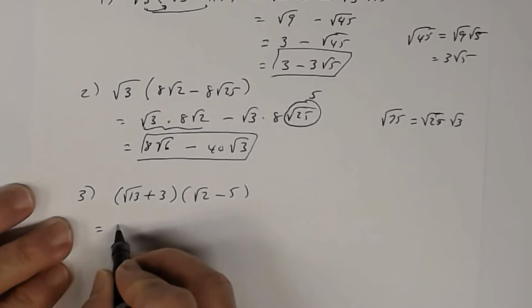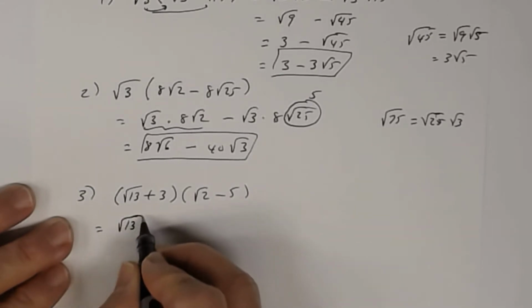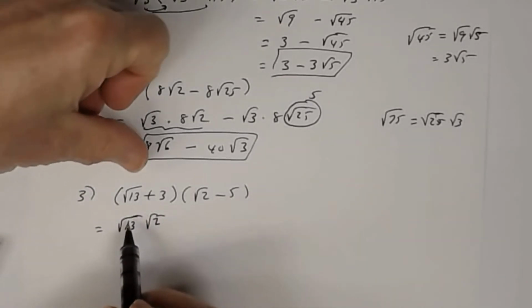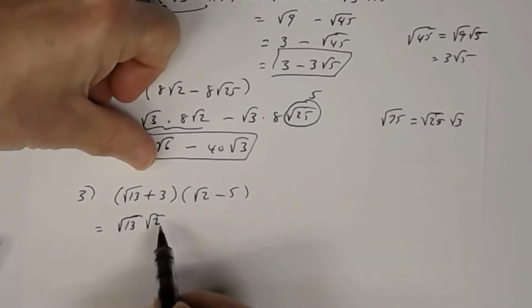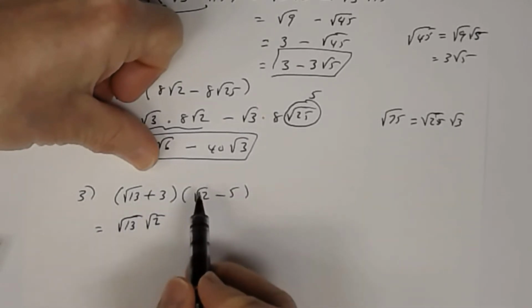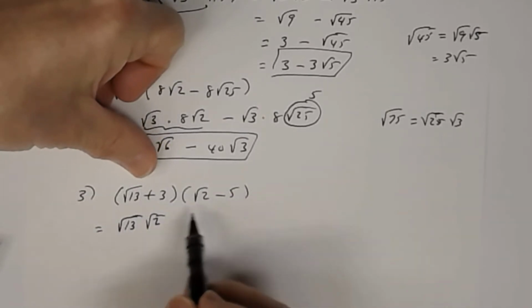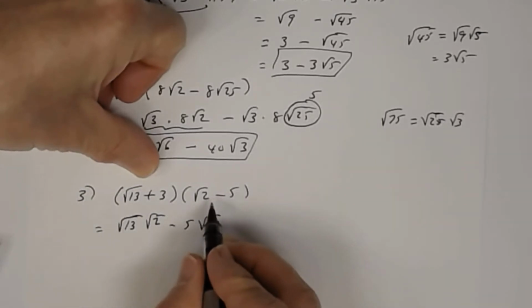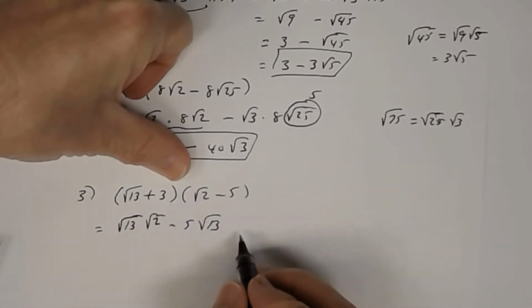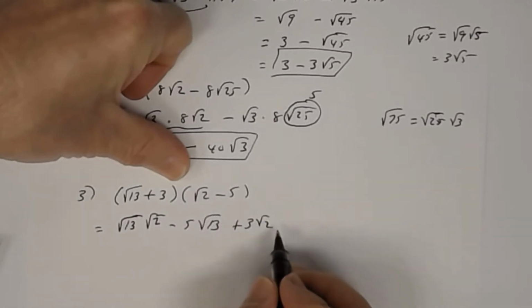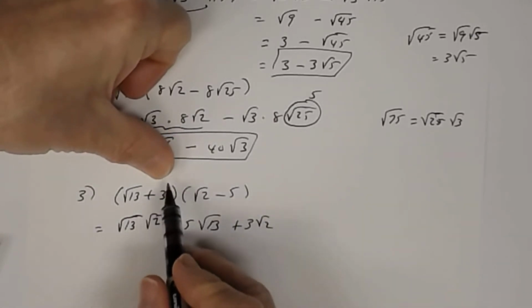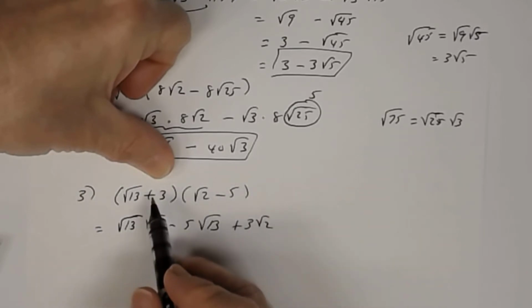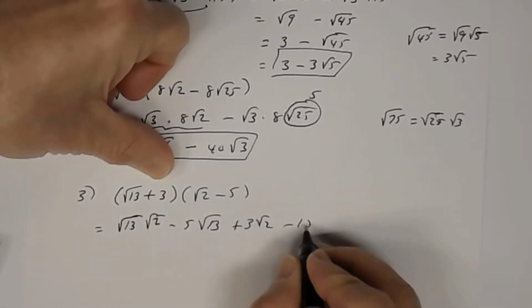So remember what I'm saying is this. I'm sorry, square root of 13 times the square root of 2. So if you need to write out this step, do that. So that's my first. The outer will be minus 5 square root of 13. That's the outer. The inner would be plus 3 square root of 2. And the last, I'm going to just go ahead and write this as 3 times negative 5 is negative 15.